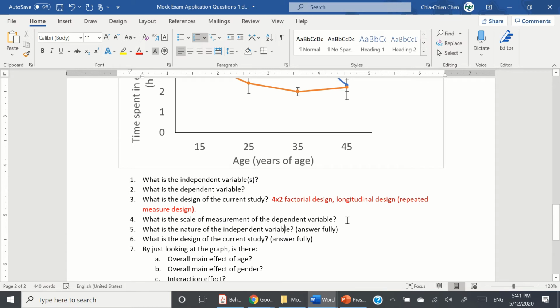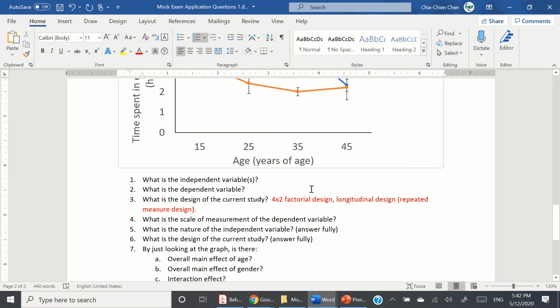Number five, what is the nature of the independent variable? So in terms of age, the nature of the independent variable is continuous. Okay, because it's a number of years. And 30 years of age is exactly 2 times as much as 15 years of age. So it runs on the same spectrum, therefore it's continuous. Okay, and so that's the age.